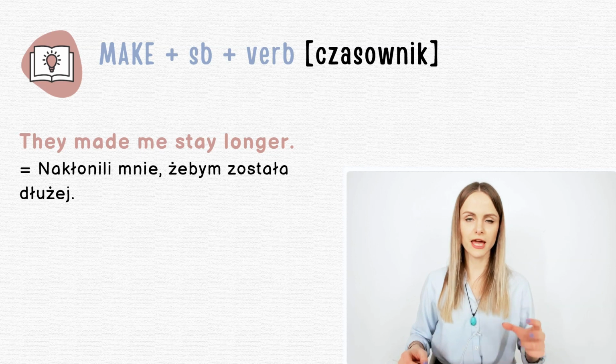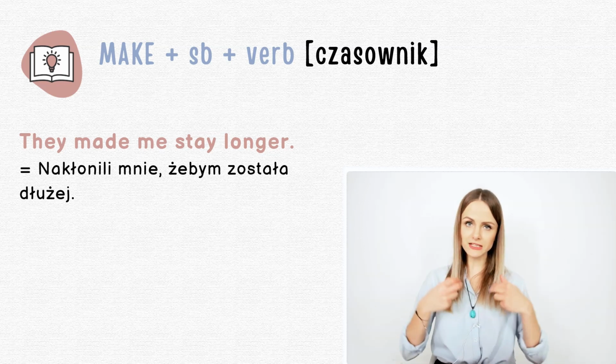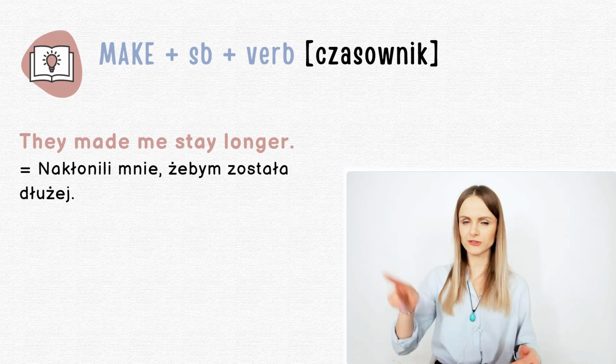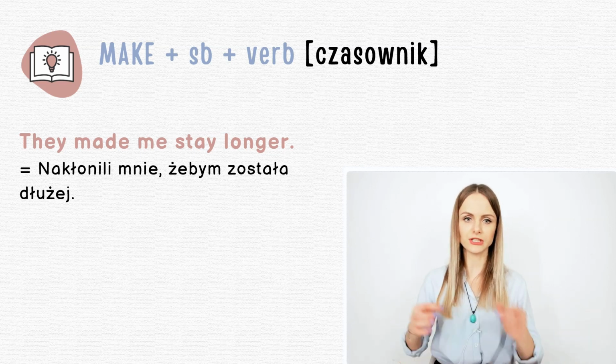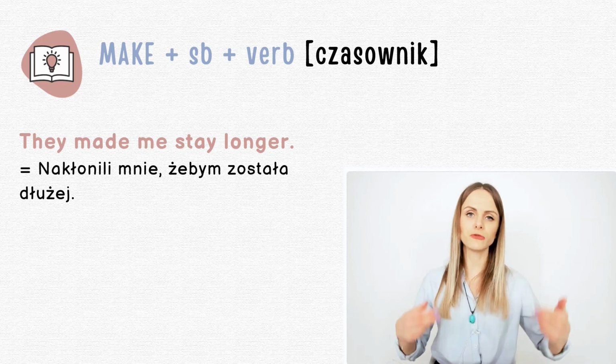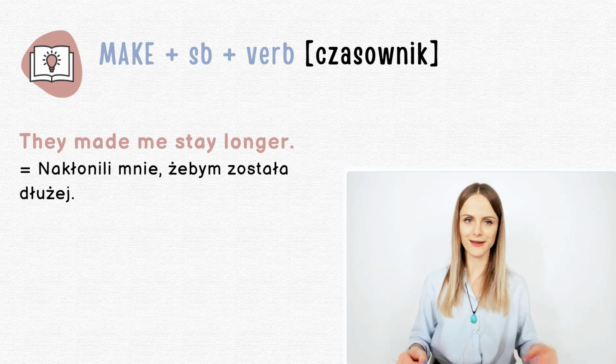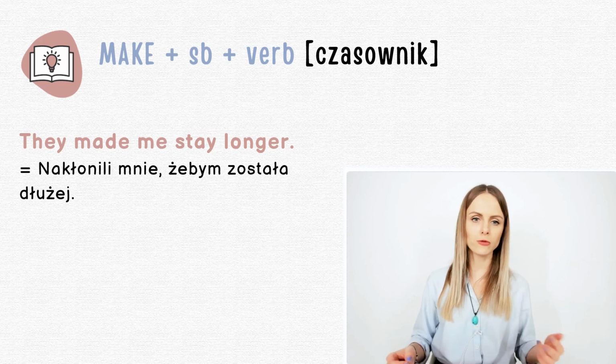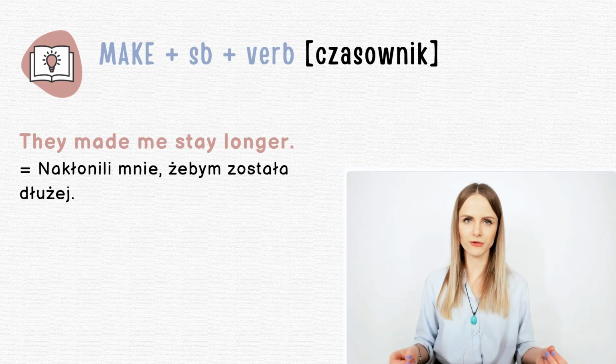Here we have the same collocation structure used in the past. So you see, they made me stay longer. They made me stay longer. But again, there is no to, right? Make somebody do something. So they made me stay longer. Well, the synonym could be, they forced me to stay longer. But here, they made me stay longer. And again, you could translate it like nakłonili mnie, zmusili mnie, przekonali mnie. So it's something in between, I suppose. It's not really easy to translate this structure because it has different meanings, I suppose.